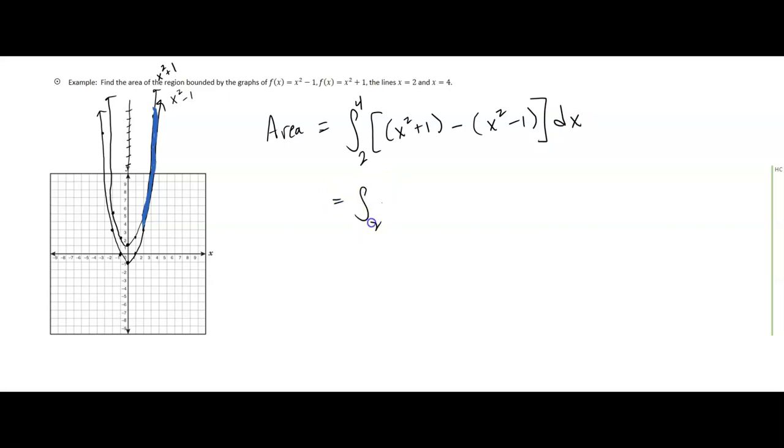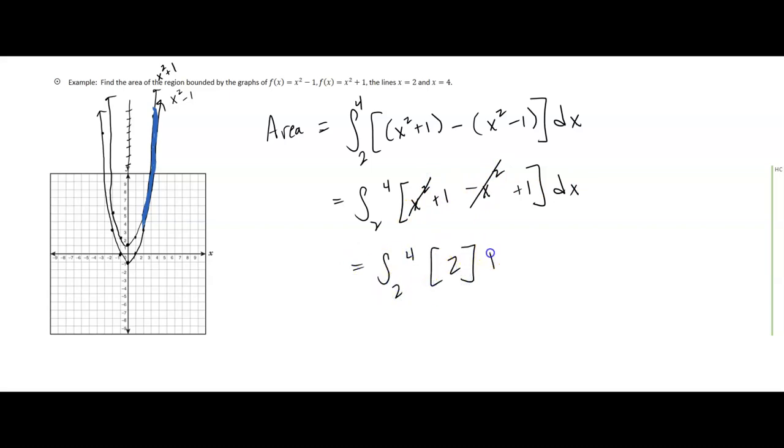And I notice that if I distribute the negative here, the x squareds end up going away. So I'm really taking the integral from 2 to 4 of 2 with respect to x, which is 2x. So we'll have 2 times 4 minus 2 times 2, which gives me 8 minus 4, or 4 units squared.